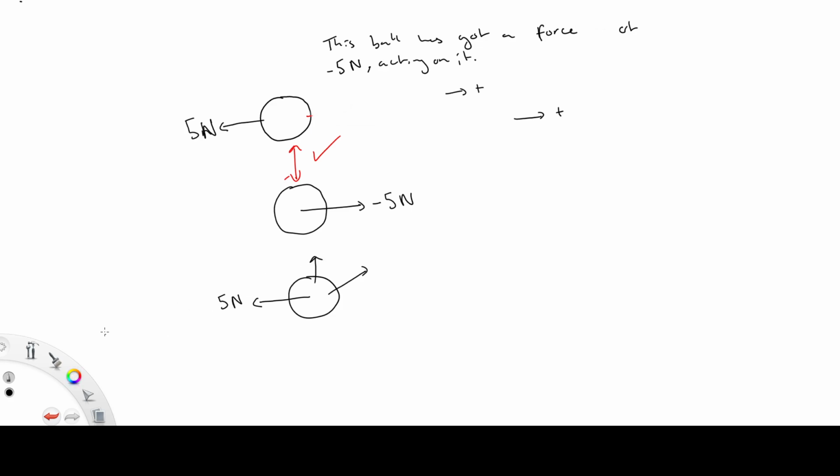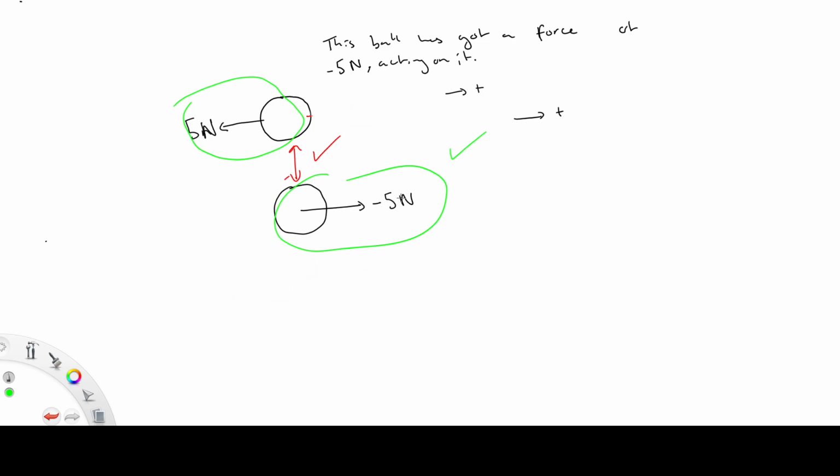Okay. I hope that makes sense. So when I say this ball has got a force of -5 newtons acting on it, I can draw the force like this, or I could draw it like this, and they're both correct. Just take a look at that diagram, and I hope you understand it.